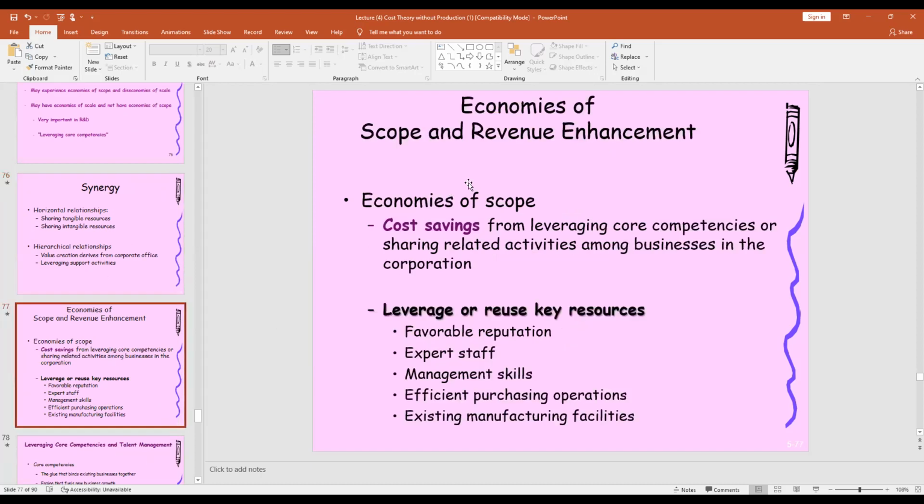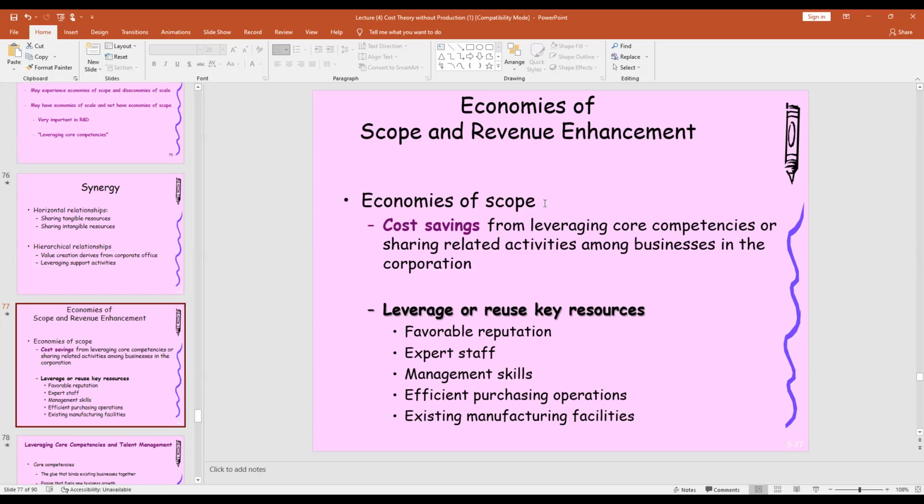Now, economies of scope and revenue enhancement. Economies of scope is one of the major reasons they can save cost. They can economize the cost by leveraging the core competencies and sharing related activities among the businesses in cooperation. Because if you are joined together, your basic cost can be reduced because you can develop integrated activities. We call this synergizing your strength.